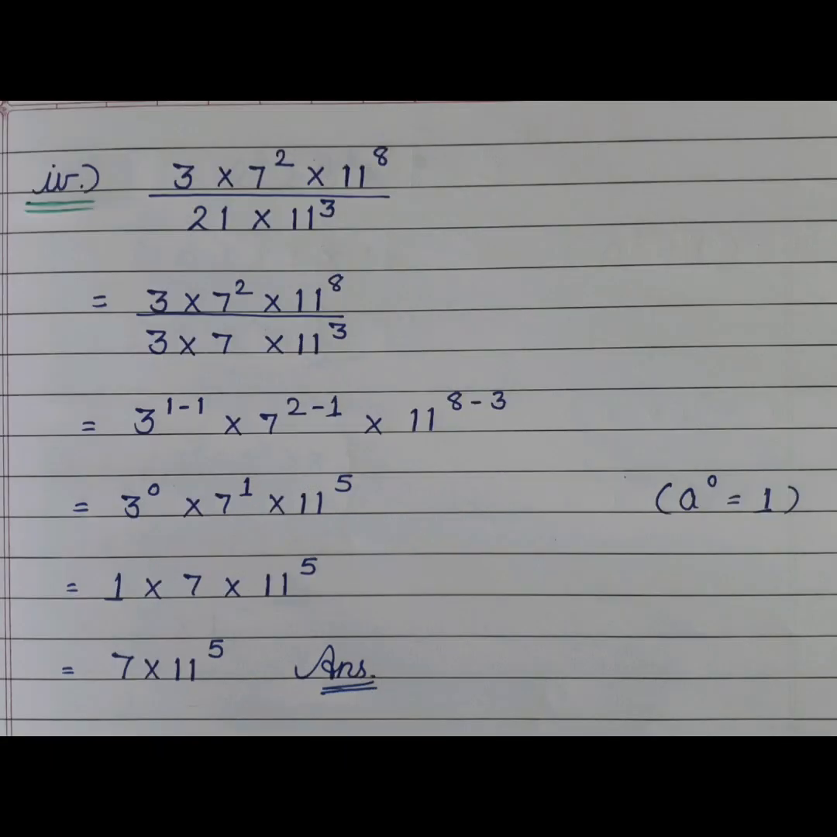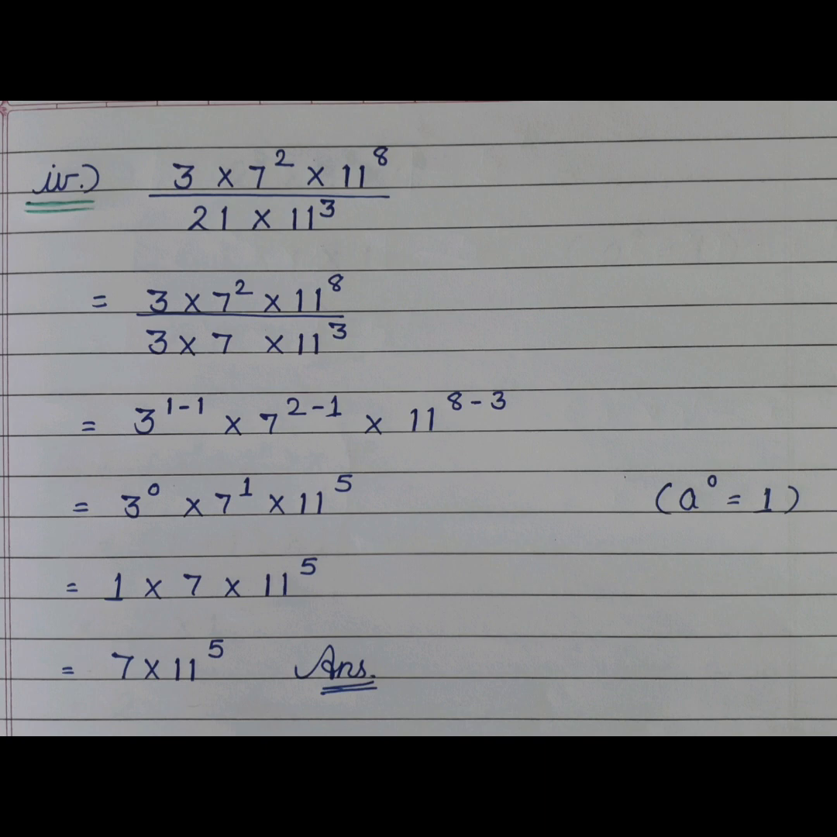It says 3 into 7 square into 11 to the power 8 divided by 21 into 11 to the power 3. Now you can see here that all the bases are different. Now we can simplify some figures, like 21 is there, we can write it as 3 into 7, and the numerator and denominator have the same bases, and it will be written as 3 into 7 square into 11 to the power 8 upon 3 into 7 into 11 to the power 3.